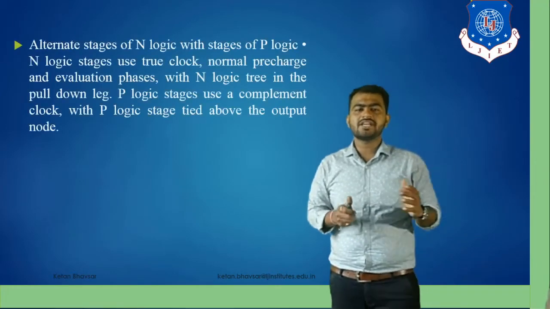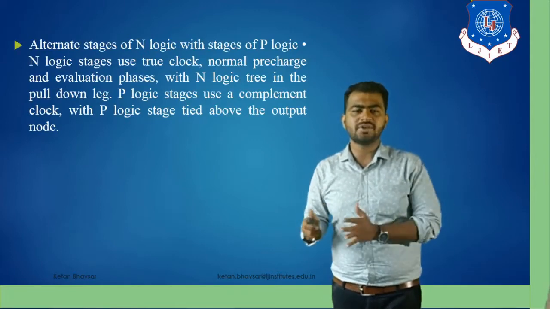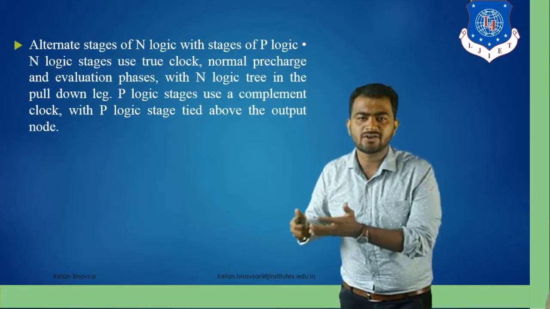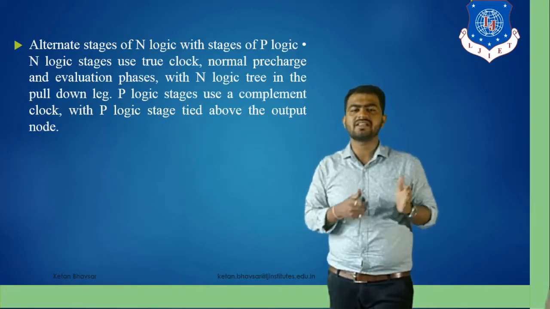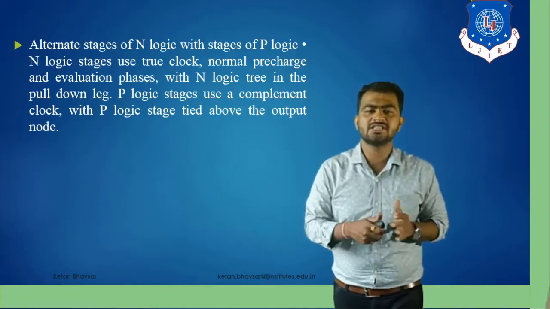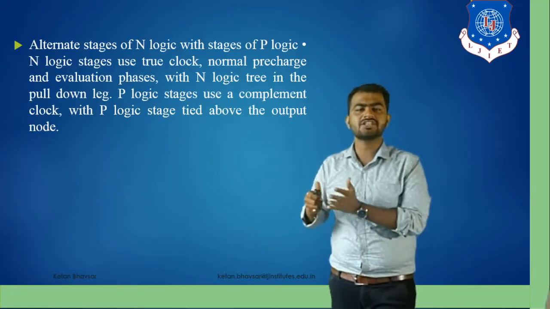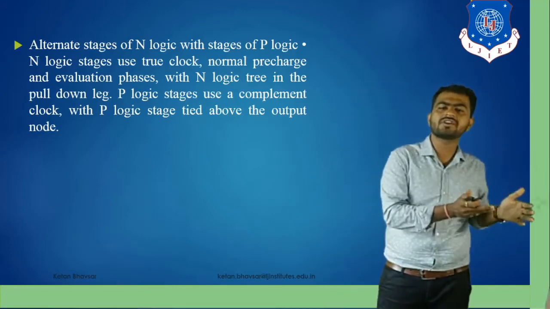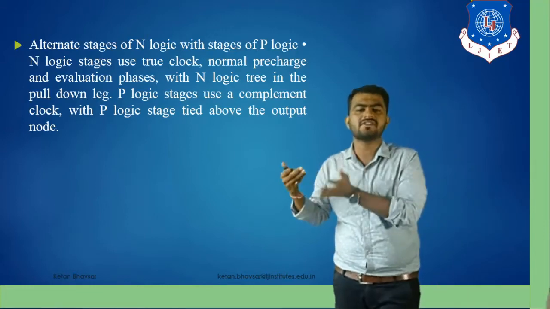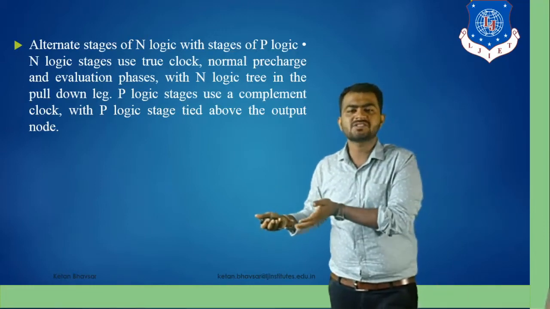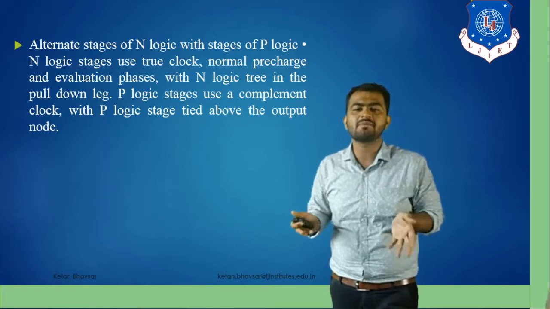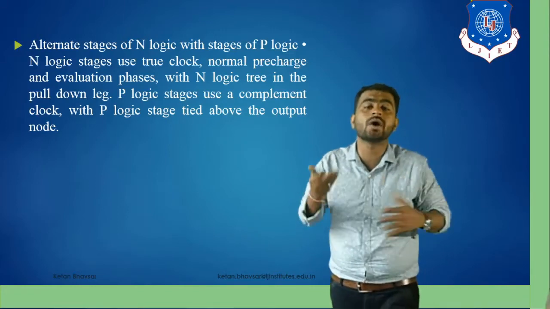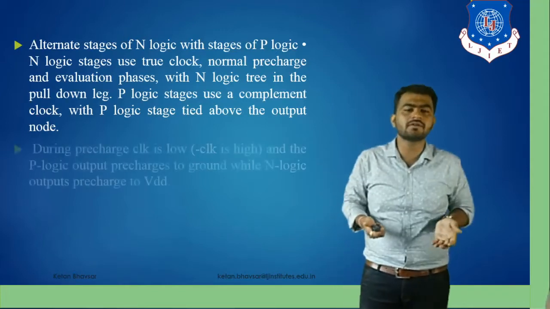So there is an alternate stage of AND logic and stage of P logic. The AND logic stage uses the true clock and normally discharges, enabling the process when the AND logic tree is in the pull-down layer. The P logic stage uses the complementary clock, because ultimately, as I already told you, if one block is working with the rising edge, another block is definitely working on the negative edge, because the inverter is connected. Because of that, we cannot say we are facing the racing problem, or the overlapping issue. It can be easily solved.